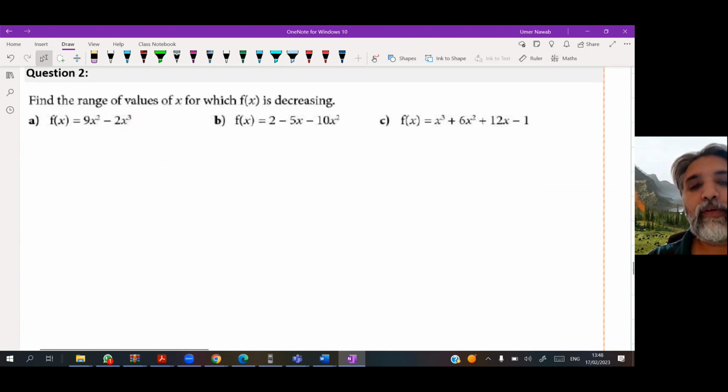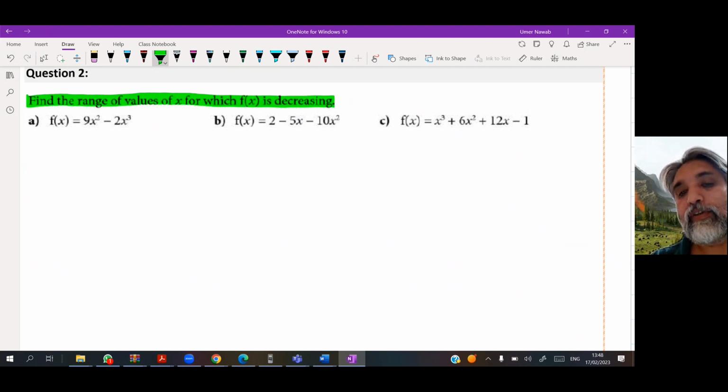Next question, in which I'm asking you to find the range of values of x for which the function is decreasing. Decreasing means your dy by dx should be less than 0.